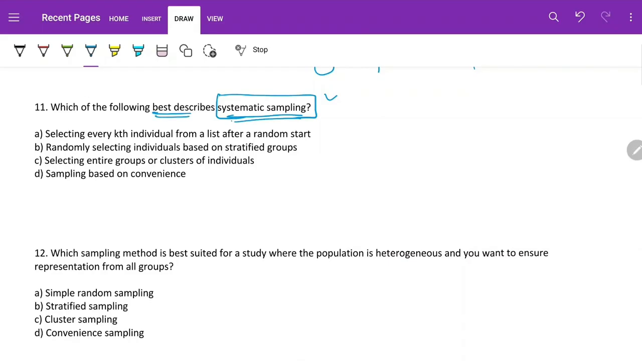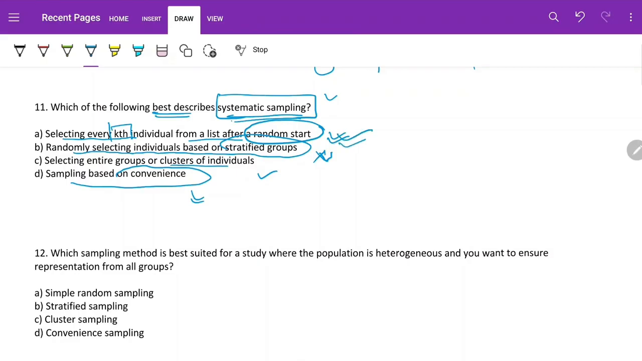So the question is, which of the following best describes systematic sampling? Selecting every kth individual from a list after a random start. The first element is chosen randomly from the first k elements, and then every kth element is selected. Randomly selecting individuals based on stratified groups? No. Selecting entire groups or clusters? No. This is about stratified sampling, this is about cluster sampling. Sampling based on convenience? No. This is about convenience sampling. So the first is the answer. In systematic sampling, we choose every kth individual from a random start.